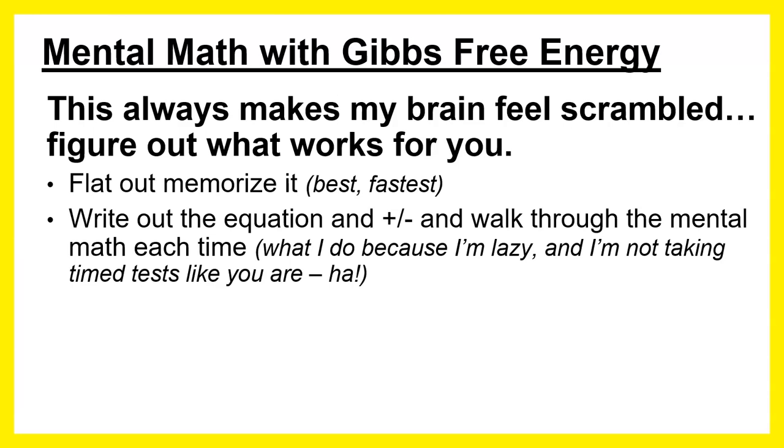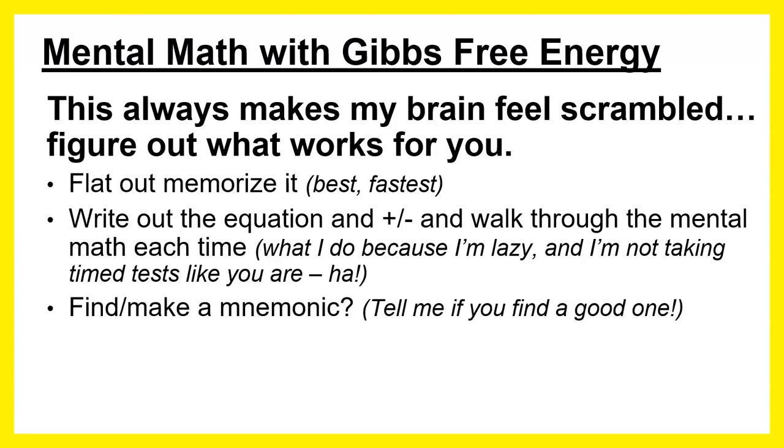What I like to do, because I'm lazy, and I'm not the one taking the timed test like you are, is I like to kind of write out the plus and minus signs and walk through the Gibbs equation myself. I like to kind of go, okay, positive minus a negative, that's plus and plus. Okay, that's going to always be positive. I like to kind of walk through. Maybe you find some trick. Maybe you have some mnemonic. Tell me if it's cool. I'll add it. Okay, I'd love to do that.